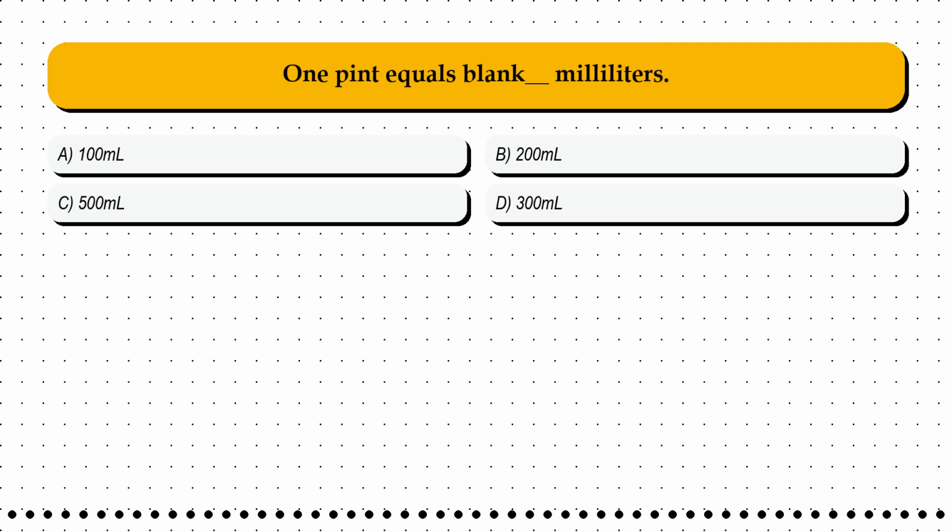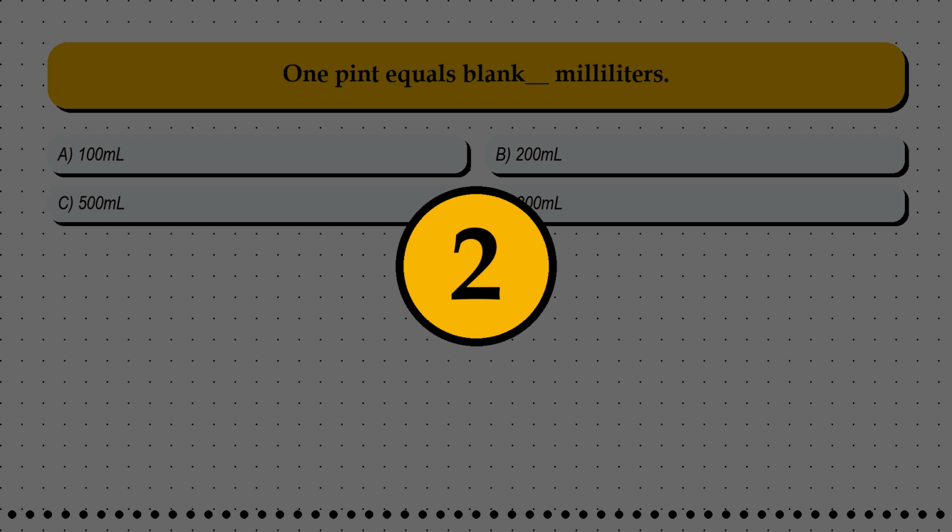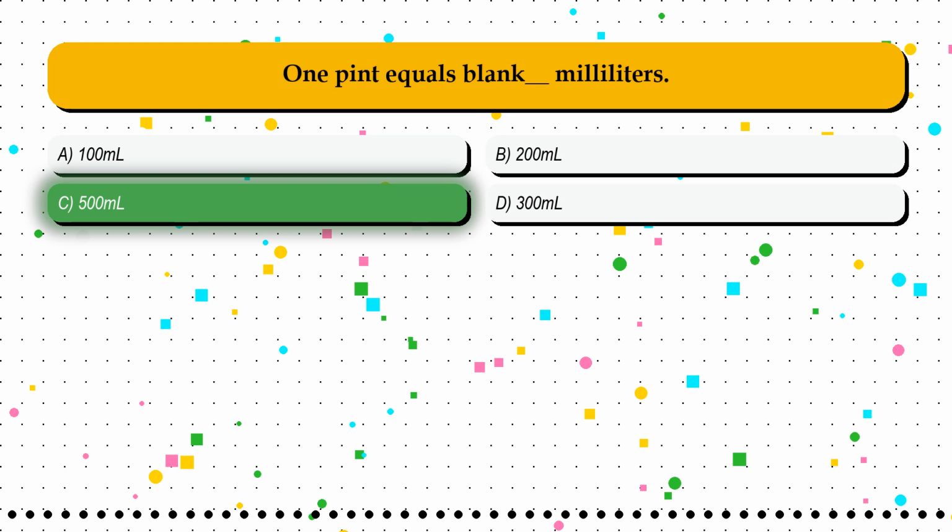Question 292. 1 pint equals blank blank milliliters. Option A, 100 ml. Option B, 200 ml. Option C, 500 ml. Option D, 300 ml. The correct answer is option C, 500 ml.